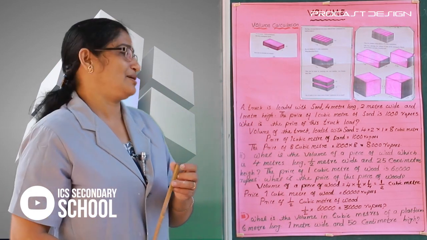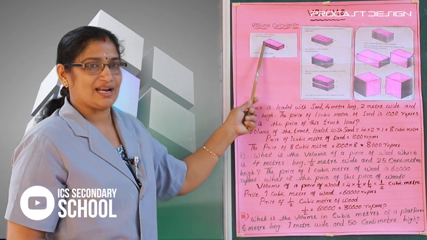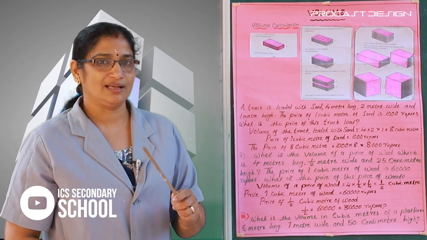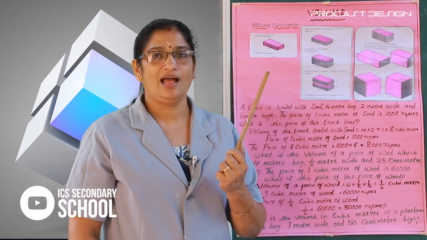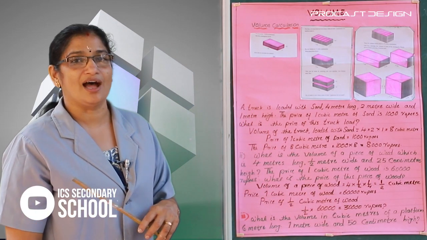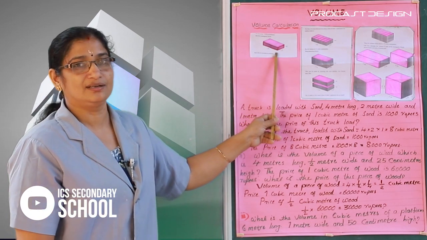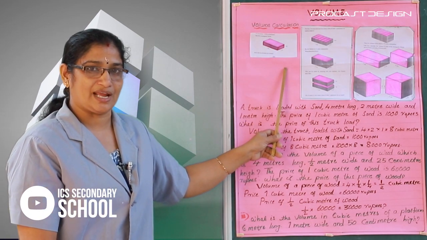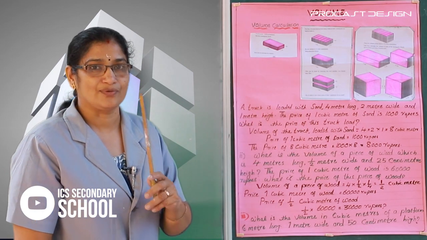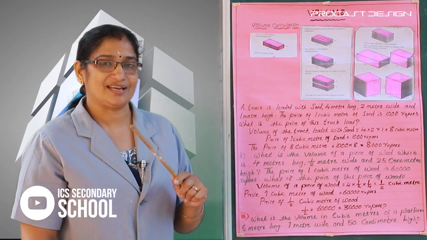Volume calculation, length into breadth into height. Length 5 centimeter, breadth 3 centimeter and height 1 centimeter. Length into breadth, 5 into 3, 15. 15 into 1, 15 cubic centimeter.